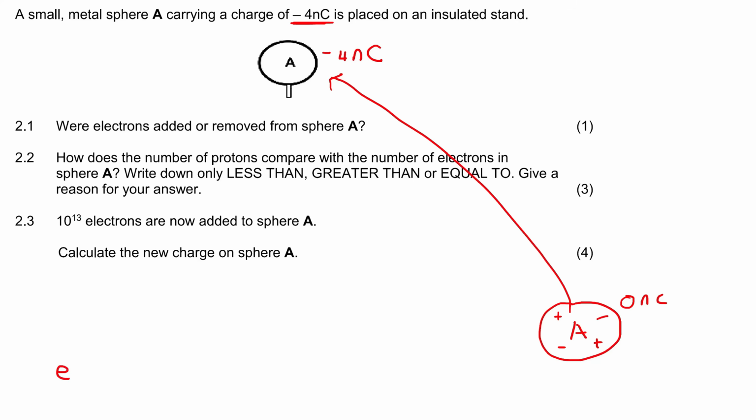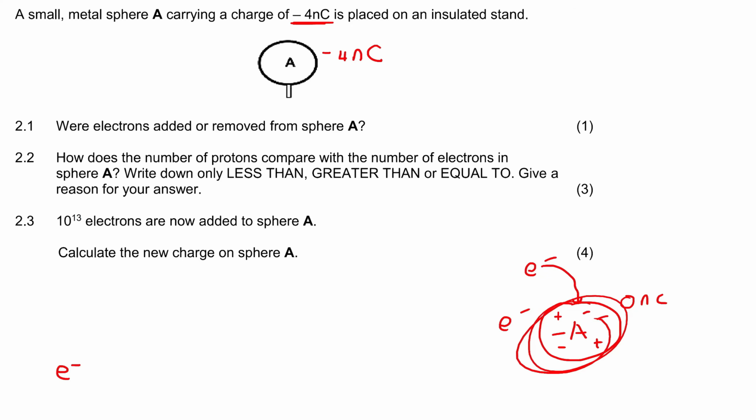Now remember that electrons are negative. So how would you make it more negative? Would you take electrons away, or would you add more electrons? Well, you would add more electrons, because if you add electrons, then this whole object ends up becoming more negative. So it says here, were electrons added or removed? For 1 mark, we're just going to say electrons were added.